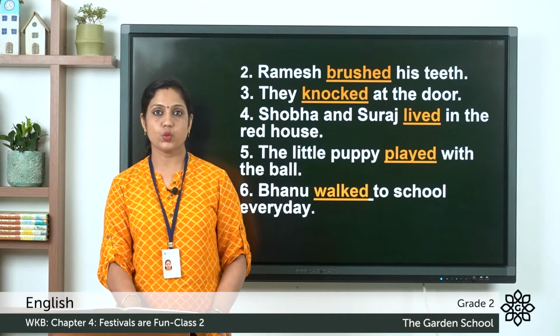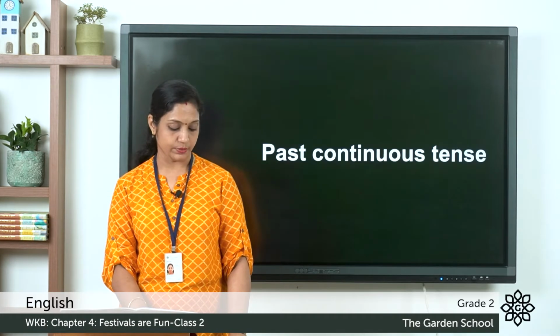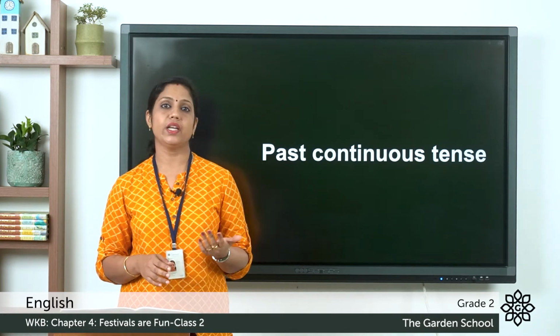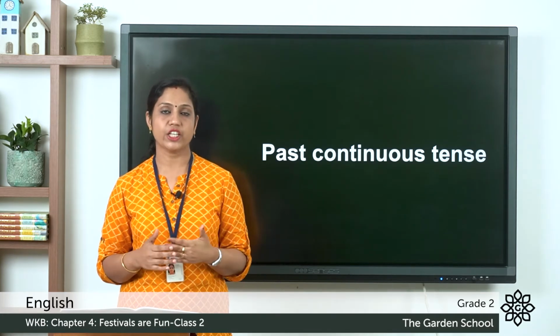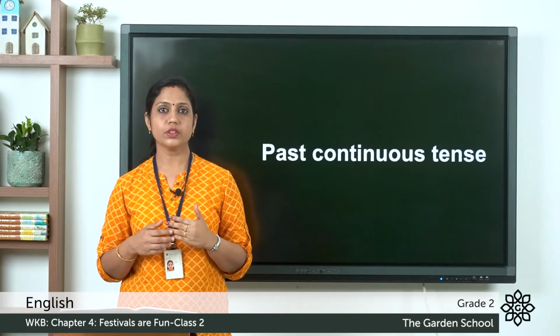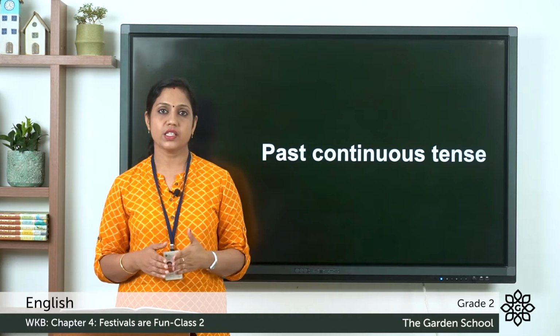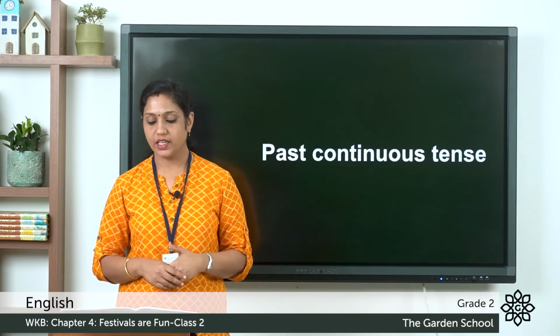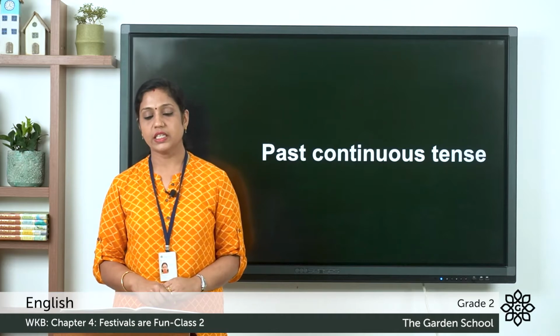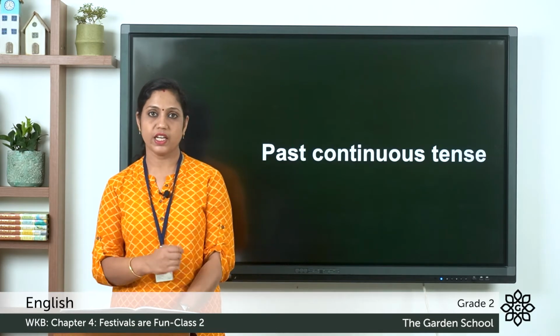Let's move on to the next one, past continuous tense. So what is past continuous tense? The actions that were happening in the past, an ongoing action, we refer to as past continuous tense. So sometimes two occurrences also happen. So now let's see here. Fill in the blanks with the correct form of the action words given in the brackets. One has been done for you.